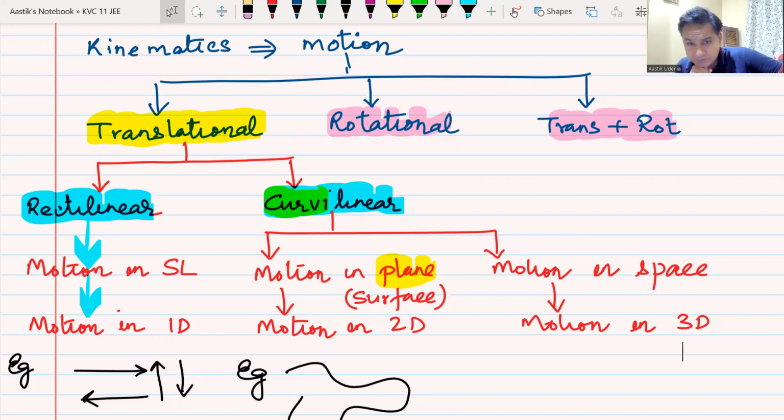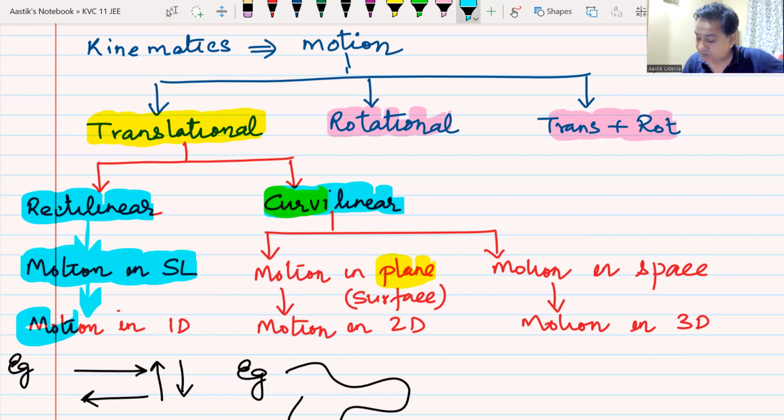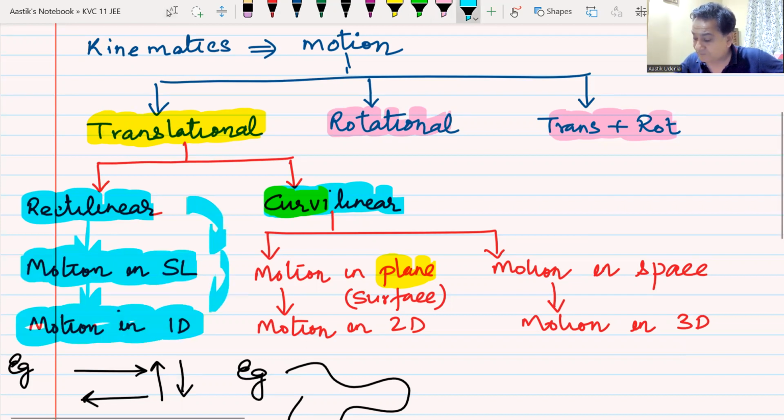Yes, we are going to study motion in a straight line to start with. That means we are going to study whatever is in blue right now: rectilinear motion, or motion in a straight line, or motion in 1 dimension. That is what we are going to study. The other part, curvilinear motion, would be done after we finish your rectilinear motion. So that is a brief introduction, a short introduction of what we are going to study.